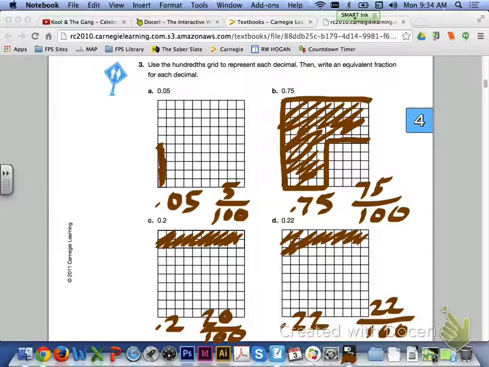For letter C, I have 20 of the squares colored in, 0.2 for the decimal and 20 over 100 for the fraction equivalent. And finally, for letter D, 22 of the squares colored in, 0.22 for the decimal and 22 over 100 for the fraction equivalent.